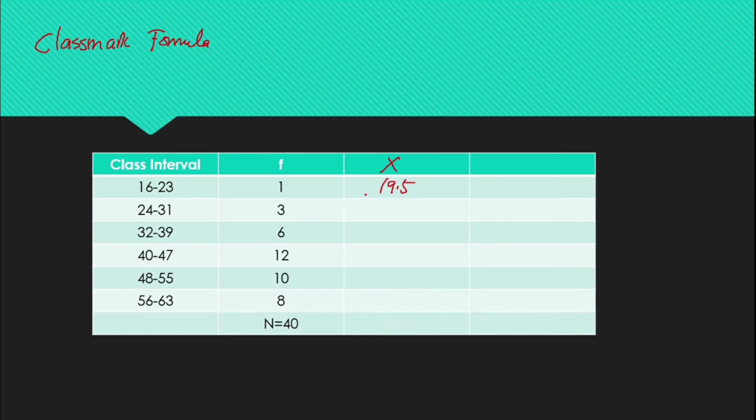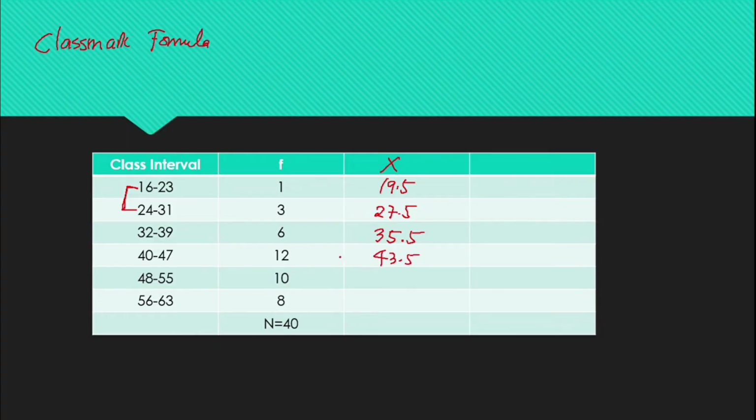In order to get the next class mark, we could also solve it this way. For 16 and 24, the interval is 8. By just adding 8 here, we have 27.5. This would be the class mark for 24 to 31. Next we have 32 to 39. By just adding 8, we have 35.5. By just adding 8 again, we have 43.5.